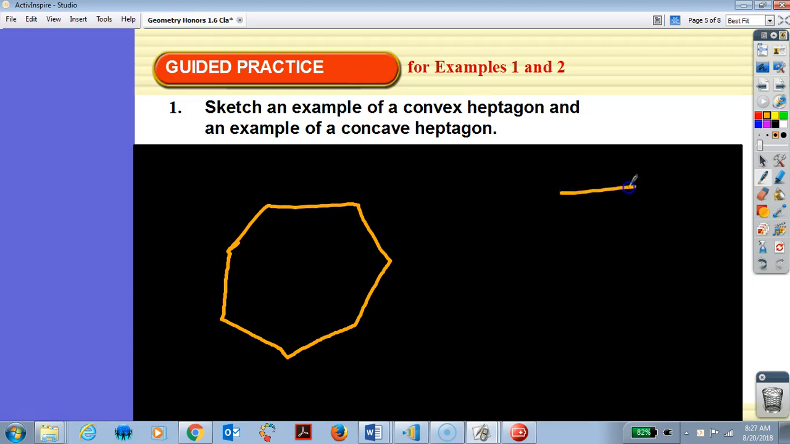All right, I'm going to do the same thing, and I'm just going to cave one side in. 1, 2, 3, 4, 5, 6, 7. Looks like a Pac-Man, kind of. Concave, convex, 7 sides each. You don't have to be an artist. Just kind of have to try. Sometimes erase and try again.